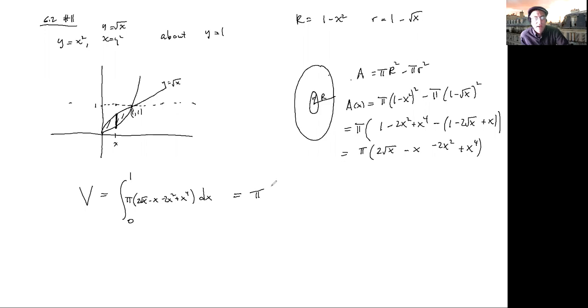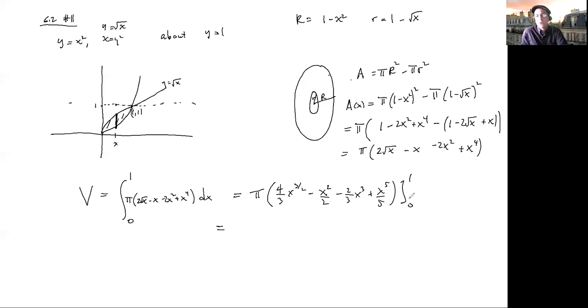So I'll bring the pi out. Okay, so the antiderivative of x to the 1/2 power, that's the square root of x, is 2/3 x to the 3/2. So we have to multiply that by 2 because there's a constant there. So it's 4/3 x to the 3/2 minus x squared over 2. That's the antiderivative of x minus 2/3 x cubed plus x to the 5th over 5. And we are evaluating from 0 to 1.